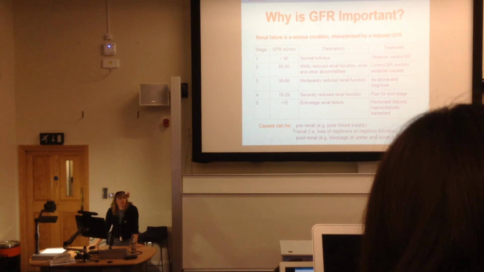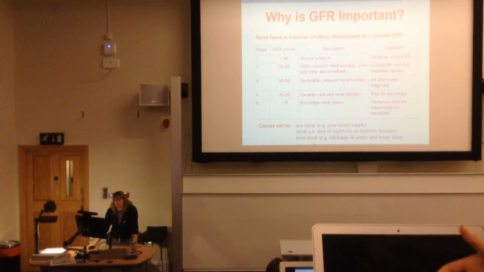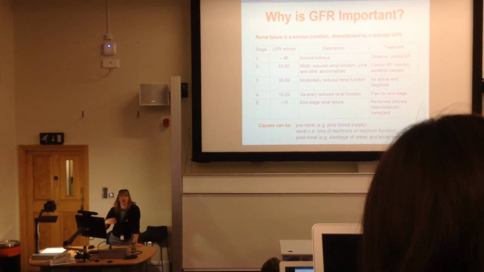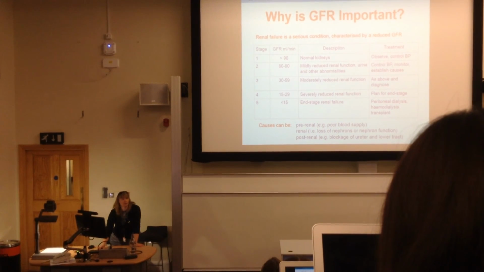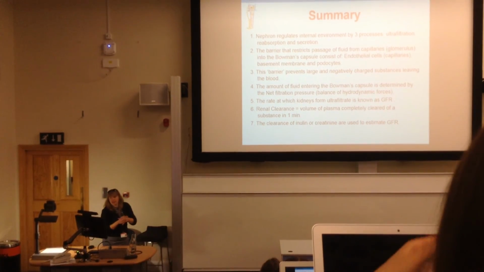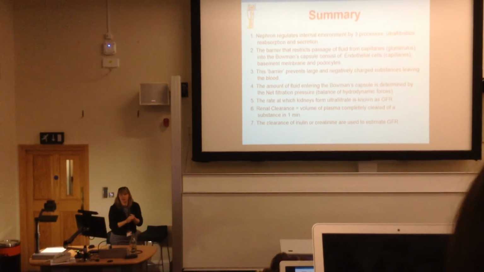But most of the causes of renal disease come from poor blood flow, so it usually happens prior to the kidney. We do get renal diseases that cause loss of nephrons and therefore nephron structure, and you can get blockages within the kidneys as well, so blockages of the ureter, lower tract, stones, etc., buildup of deposits that will block fluid flow through the kidney. So, overall, the nephron regulates the internal processes via ultrafiltration, reabsorption and secretion.